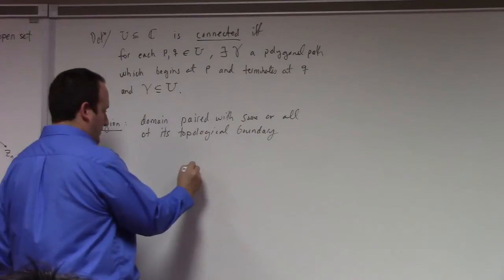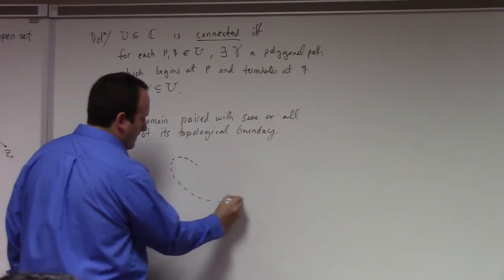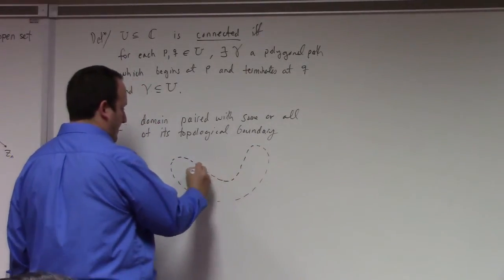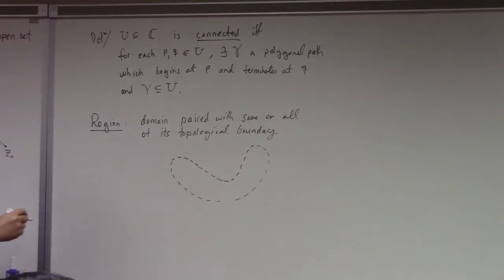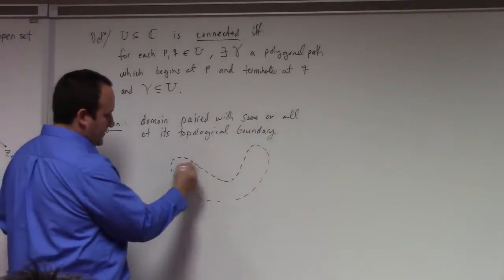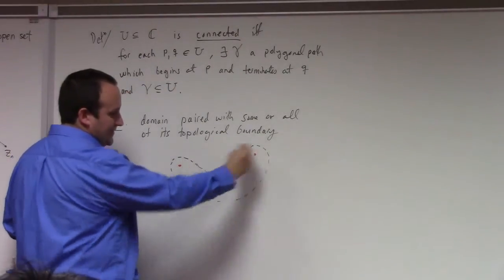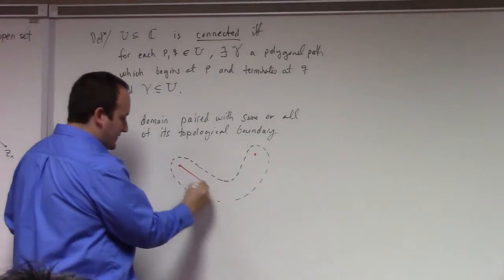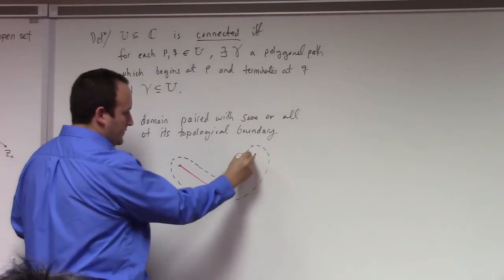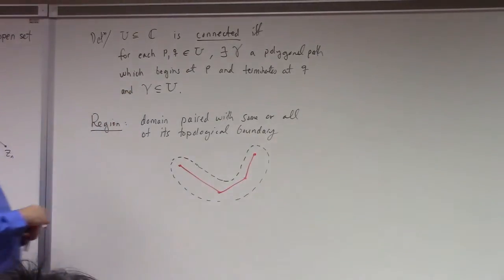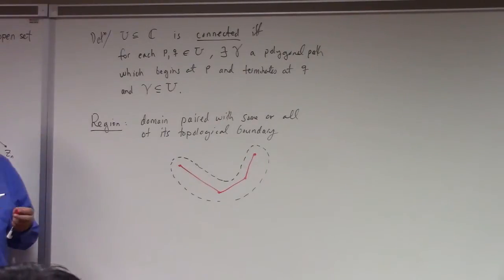So let's see here. This would be a domain because I can take any 2 points, like this one and this one. Now I can't connect them with a line segment directly, but I can do this, right? And you can see from my picture that it's connected. I mean, it's obvious, right? And with the dotted lines, it's a domain, right?